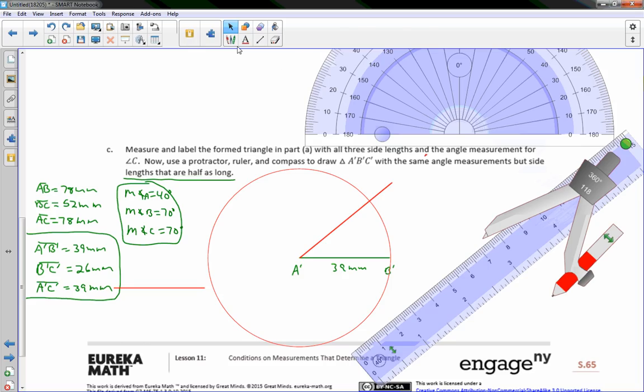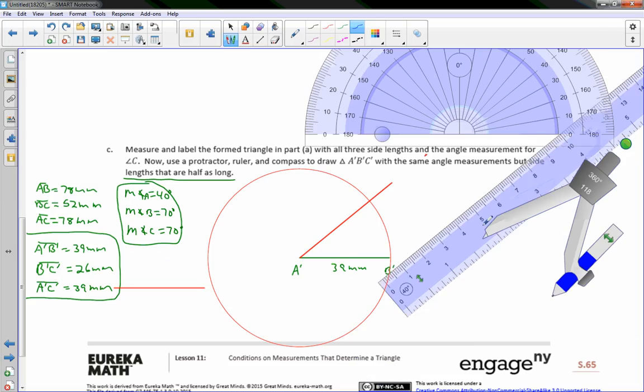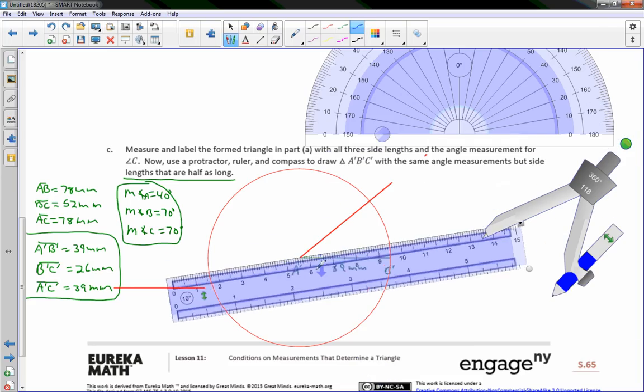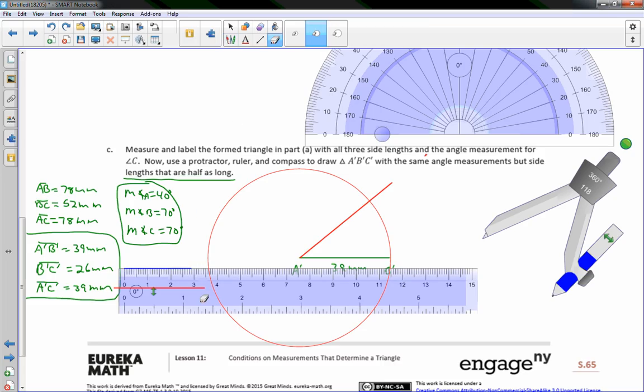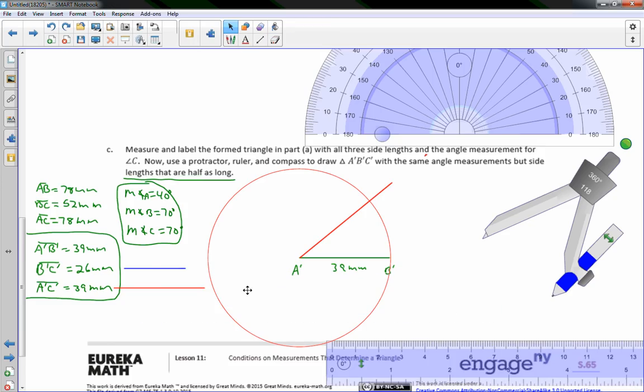So now I need to make another segment, and I need BC now, so that's the 26 millimeter segment. So I'm going to do that over here, and I'm going to make it blue. So I'm going to put it right here, and I'm going to make it 26. Oops. Let's not hit that red one. So 26 is right there. Okay. So let me get my ruler out of the way. So this is 26 millimeters.